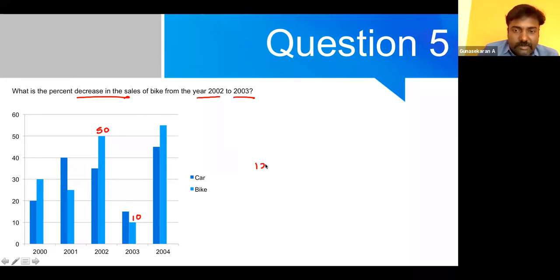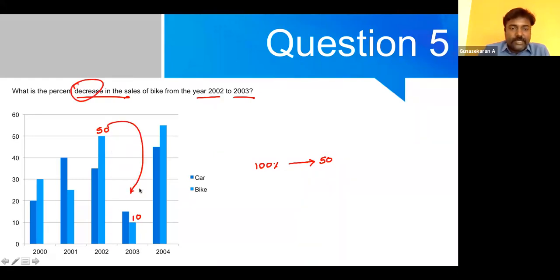What is 100%, Devagar? 50. You are clear on it. Okay. It is how much decrease from 50 to 10. What is the decrease value? 40. Is how much? That's all. That's the question. Do cross multiplication, we'll get the answer. Or 10 units is 20%, 40 units is 80%. Clear? Okay. Question number 7.